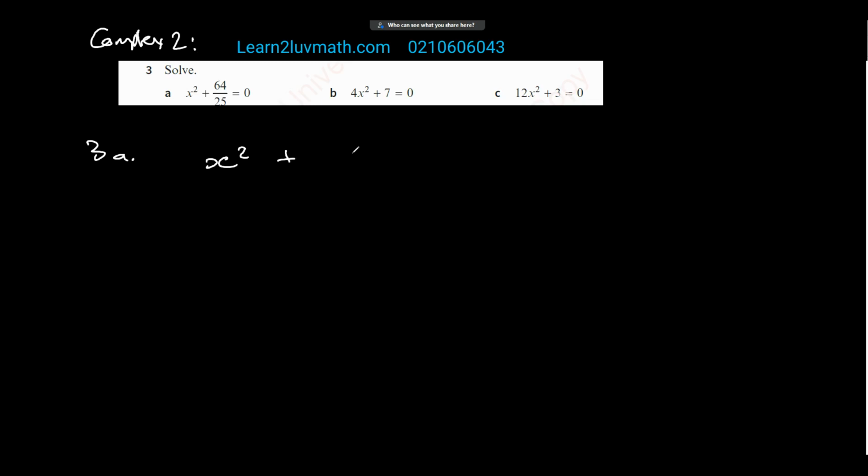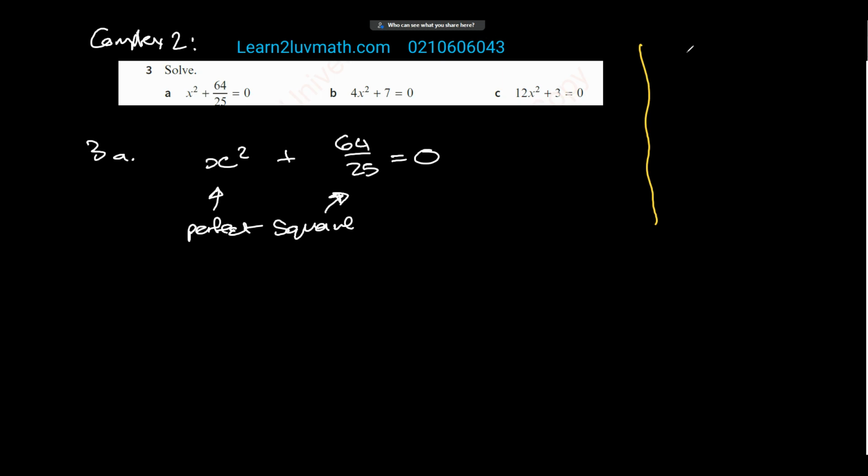x squared plus 64 over 25 equals 0. So what you can see here is a perfect square, and there as well. Now, when can you remember us solving perfect squares? What part of perfect squares can you remember? Quadratics? Yeah, and difference of two squares, right?